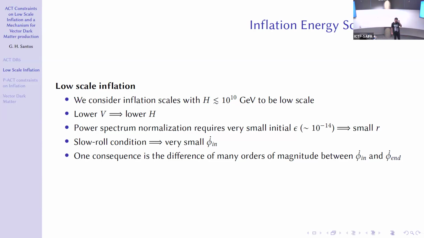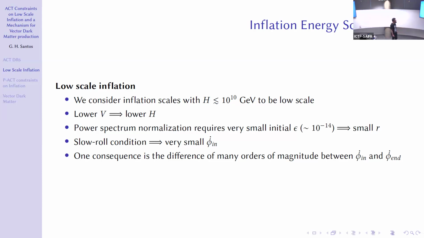The potential is much flatter than in high-scale inflation. And this will also mean that we have a very small value for the tensor-to-scalar ratio. So usually low-scale inflation means we will not observe primordial gravitational waves, unfortunately, but that's the result we have.